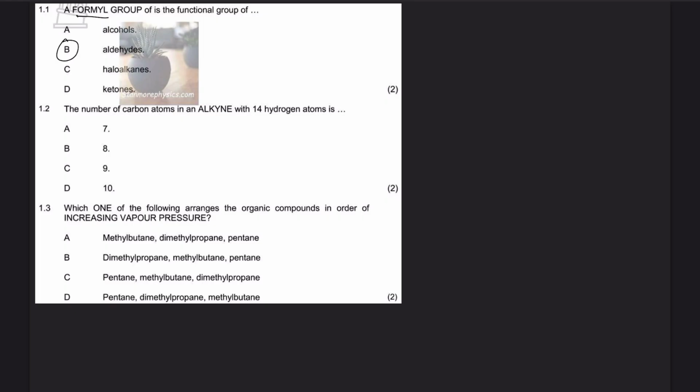Okay, question 1.2, the number of carbon atoms in an alkyne with 14 hydrogen atoms is what? Okay, so let's refresh our memory here. Alkynes have the general formula CnH2n-2. Now, we've been given the number of hydrogens, so we can say that the number of hydrogens equals 14.